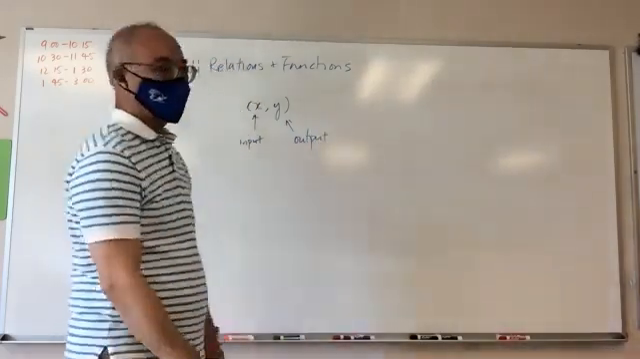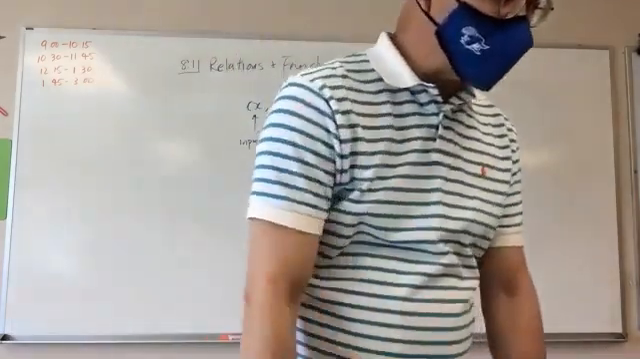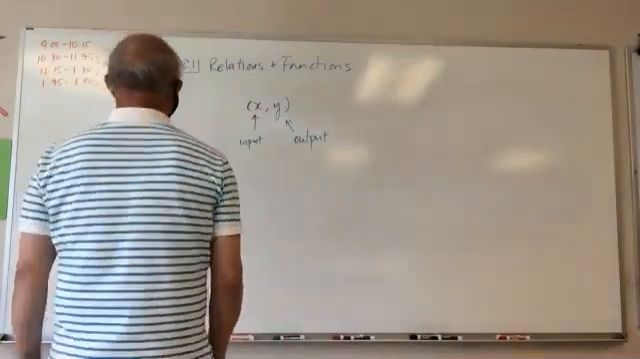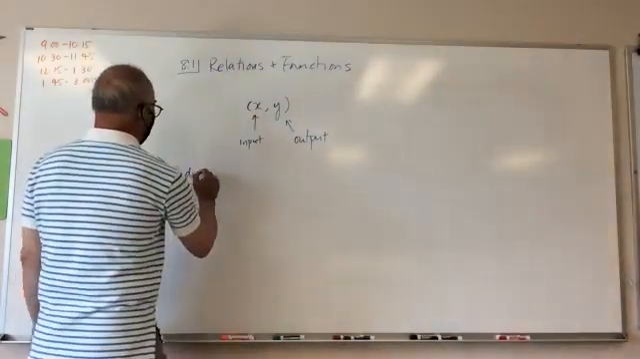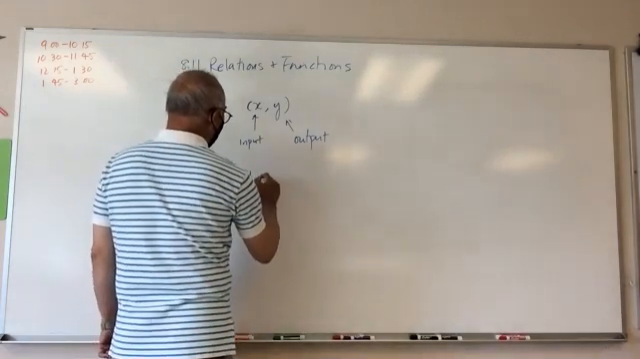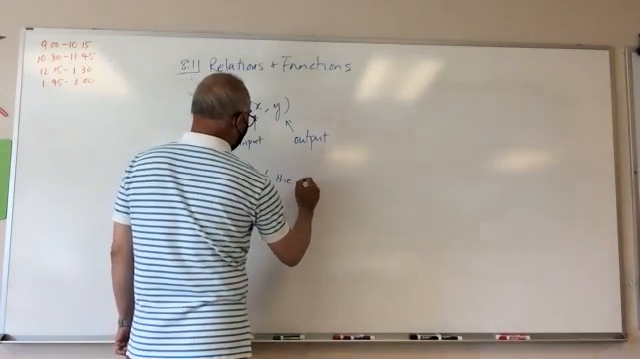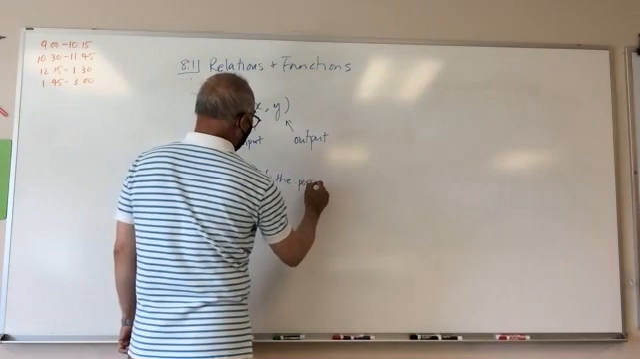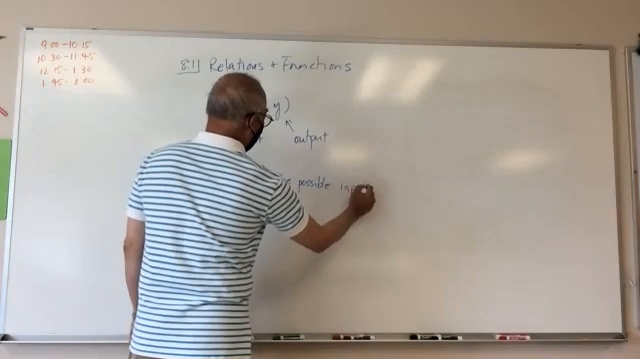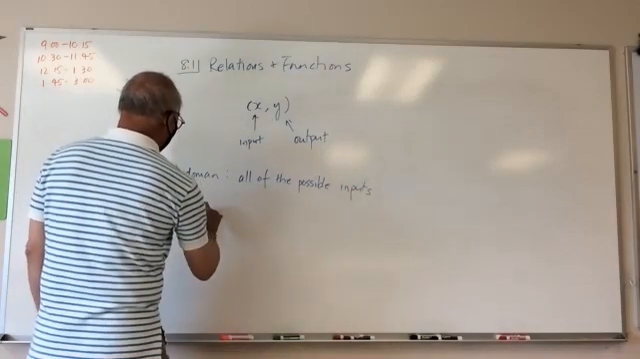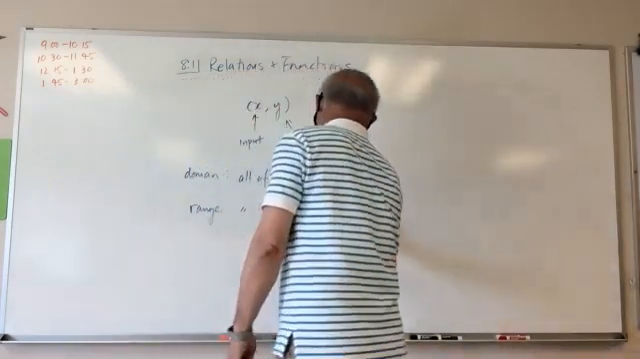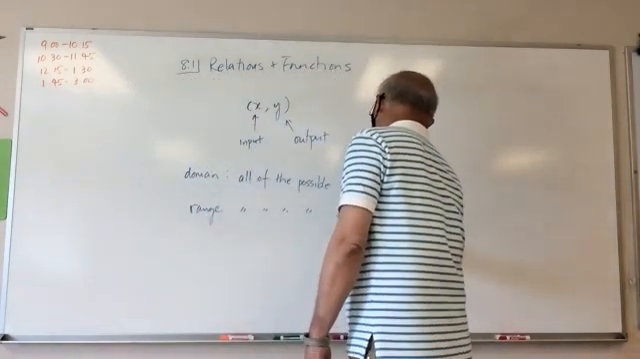There's also a thing called domain and range. A domain is all of the possible inputs, whereas the range would be all of the possible outputs.